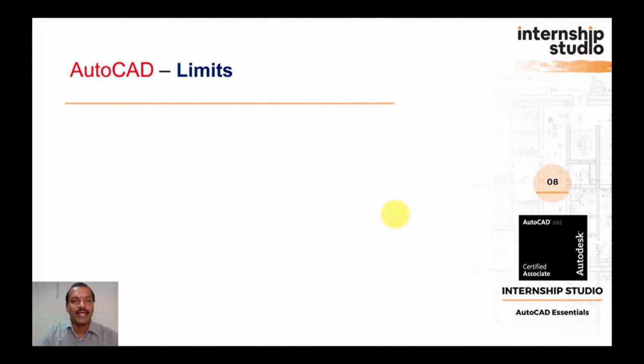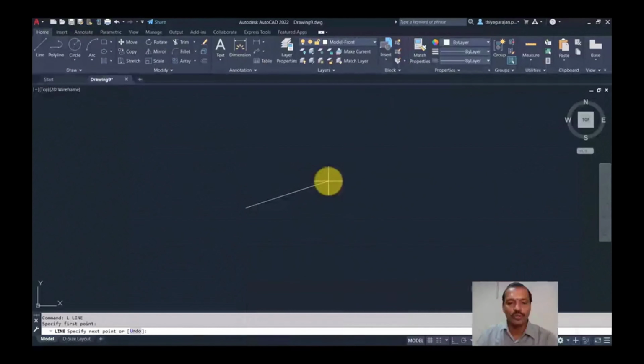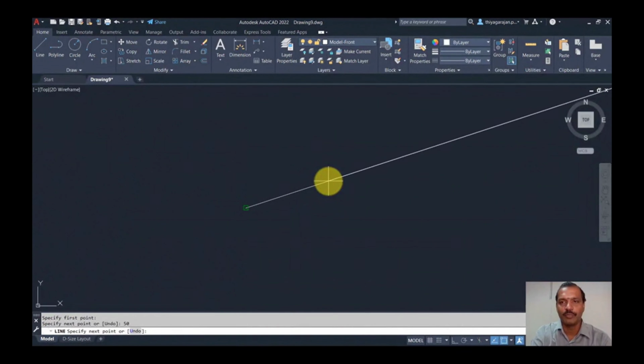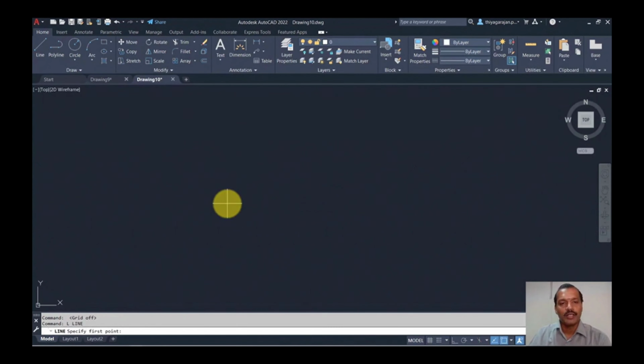Next command is limits. What are these limits? Why do we need these limits? I'm going to draw a line of length 50 mm. It crosses the boundary of the drawing area. So what do I have to do now? It may happen sometimes like this. Or sometimes you may draw the same 50 mm line and it will be very small. See here, same AutoCAD. One drawing is very big, another drawing is very small. Why is it like this?